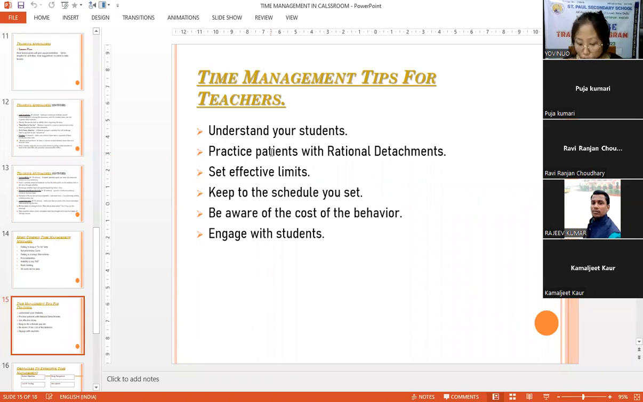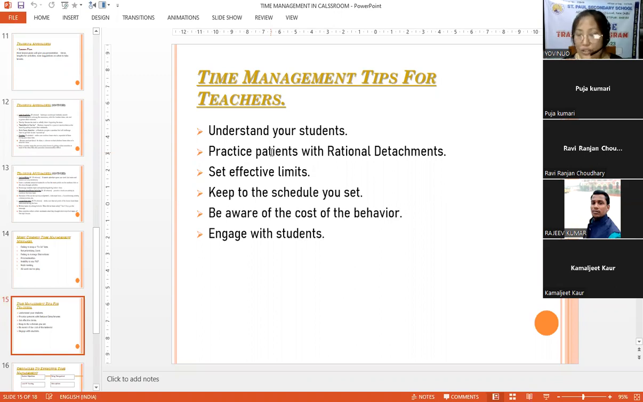Keep in mind that you have a choice about how you respond to a student in distress. Choose not to take their behavior personally and use positive self-talk. Set effective limits. Review and post your classroom expectations so that they are clearly visible. Keep to the schedule you set.